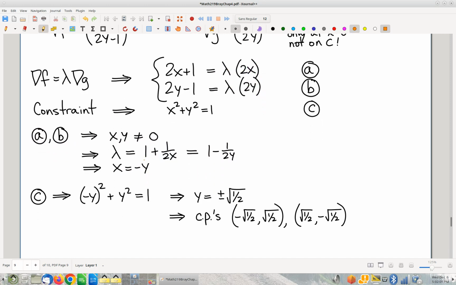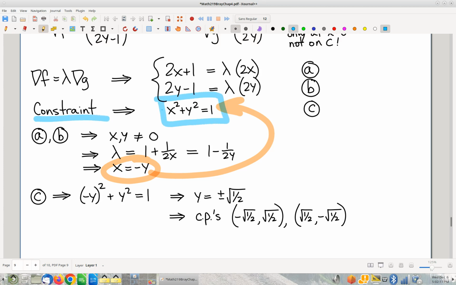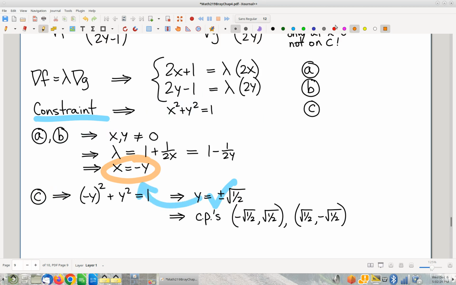And now it's again kind of all over with the shouting. Once you have this established, you plug it into your constraint. Right? Again, here's our constraint condition. Our constraint then turns into this, which allows you to solve for y. And again, knowing y, I can then conclude x, which then gives me my two critical points. Okay, all right.